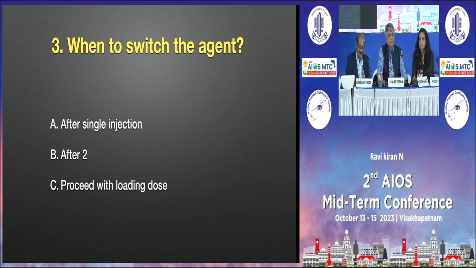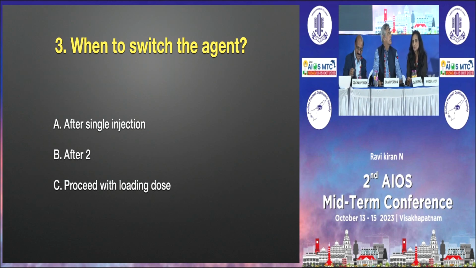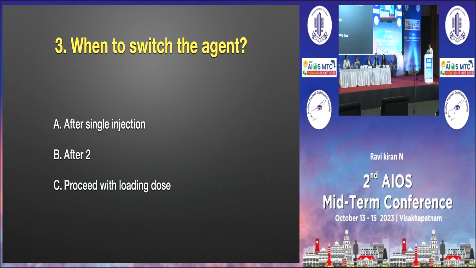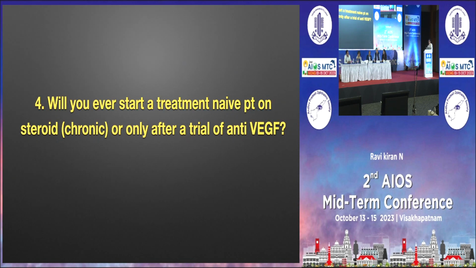Okay. So my next question is when to switch the agent. If you see non-responders, will you switch even after a single injection, or after 2 injections, or do you proceed with 3 injections or later? The number of choices you are given is less after 2 or 3 injections. 2 or 3 injections. At least 3. Yeah, 2 or 3 I said, because maximum response will occur in 2 injections. If you see all the graphs, after 1 injection the graph goes like this, then after 2-3 injections it maintains.